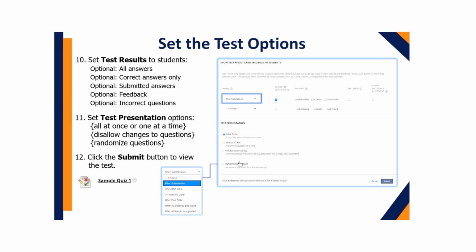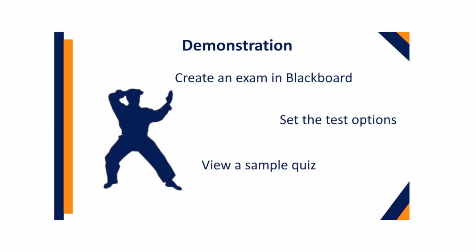So once you get all of these, and I know that was quite a bit, once you set all of the test options and click the submit button, then you'll see your actual exam appear right here in your content area, I should say. So now we're going to have a demonstration on creating an exam in Blackboard, setting the test options, and then also viewing a sample exam. So I'm going to share my screen with you at this time.